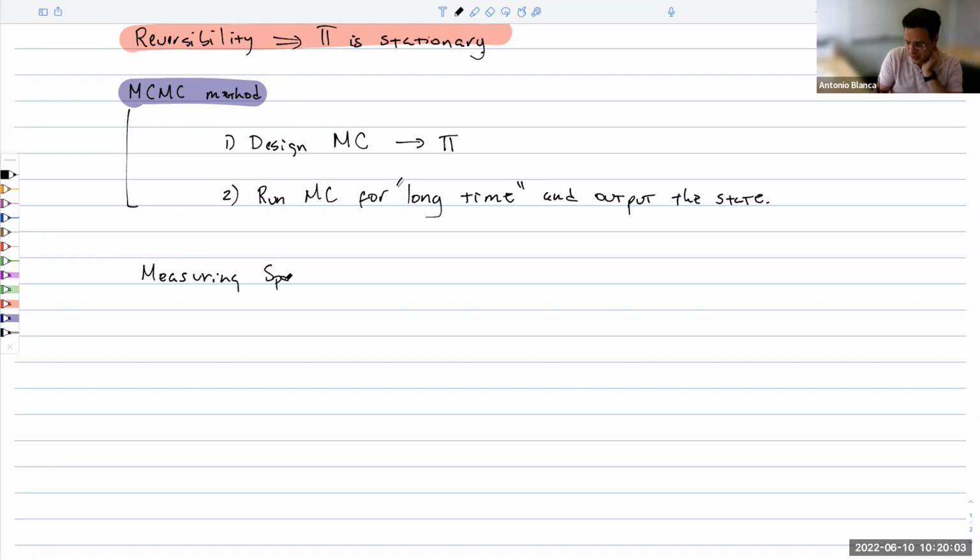Measuring the speed of convergence. There are various forms, various metrics. But the one that is the most standard one is this notion of mixing time.